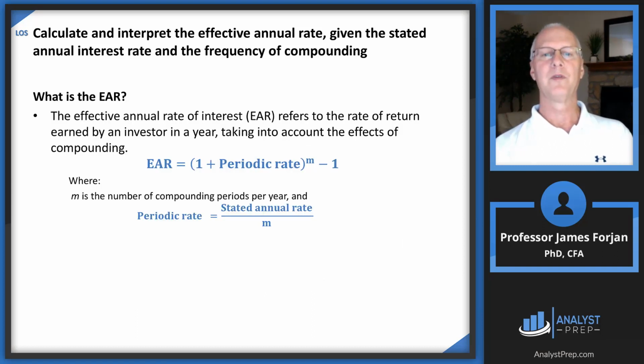Let's be a little bit more specific about this one here. What is the effective annual interest rate? And so the formula is a good one to memorize. Notice the effective annual interest rate is 1 plus the periodic rate, which is going to be the stated annual rate over the number of periods. And then we raise it to the number of periods and we subtract 1.